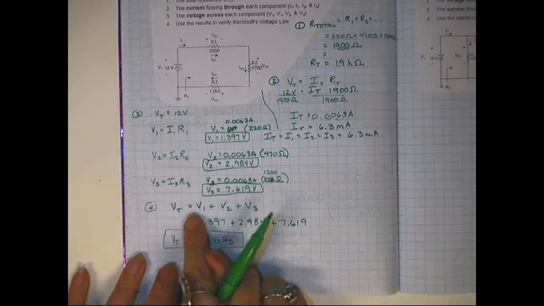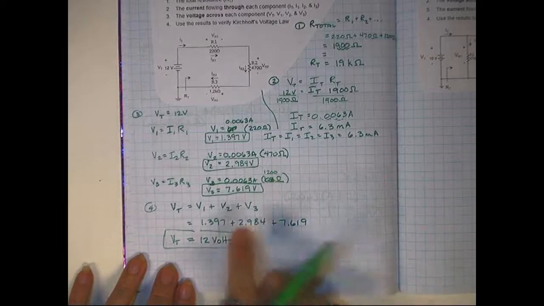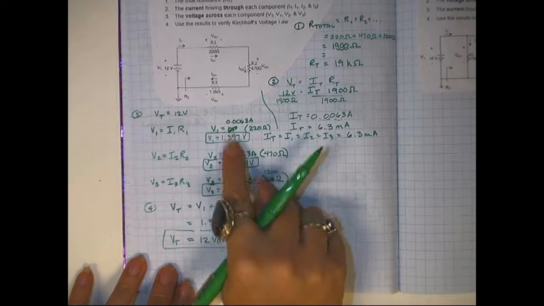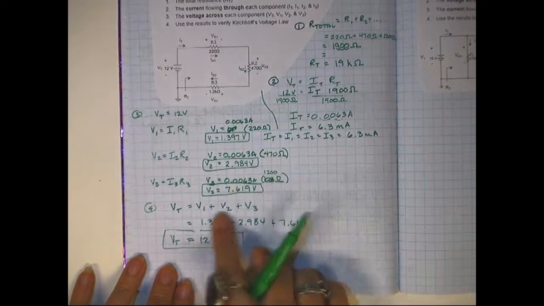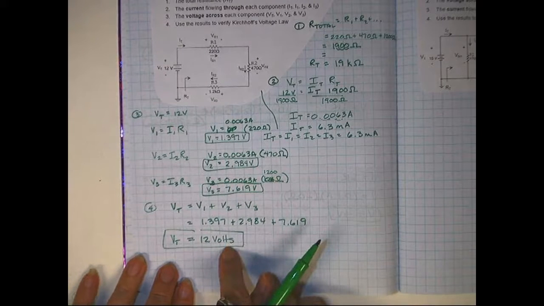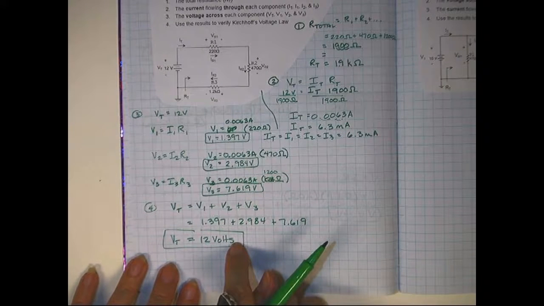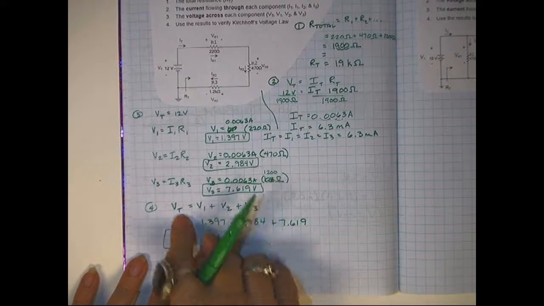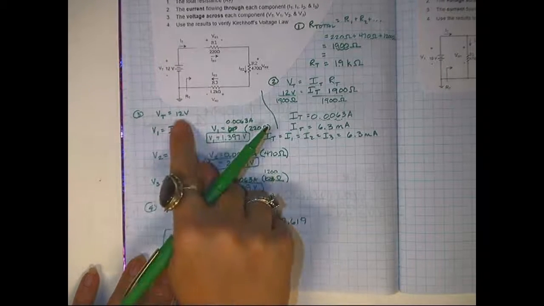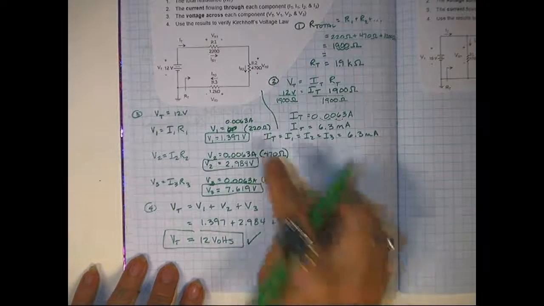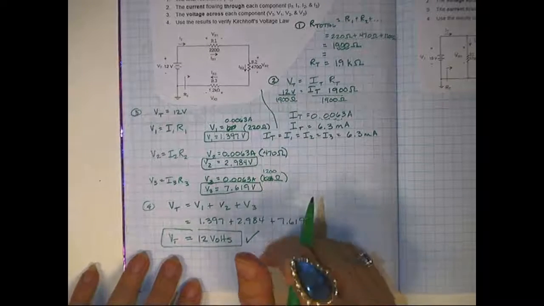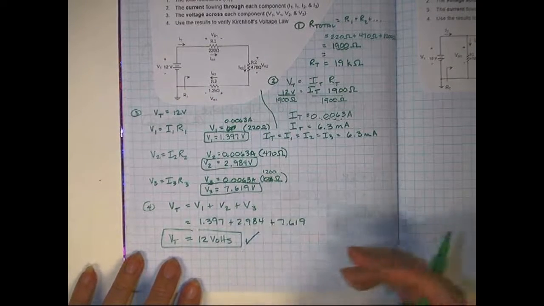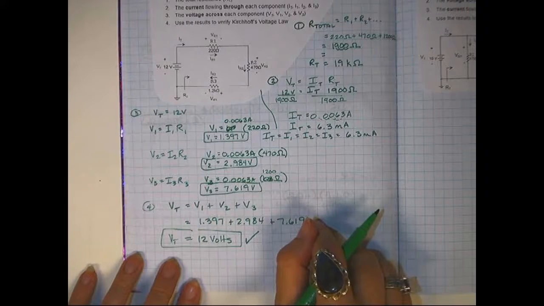Okay, so I wrote down Kirchhoff's voltage law from my formula chart, and then I added V1, V2, V3 here, and I add them with my calculator. And I think we actually are slightly off because of rounding, but we come very close to VT, which is what we started with here. So we have verified that we got these three right. Basically, using Kirchhoff's voltage law, that's a way you can check to make sure you got each of the voltages correct.